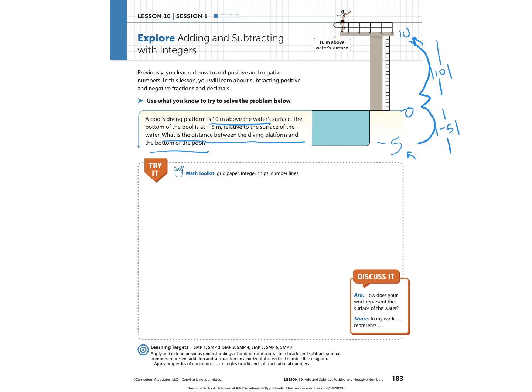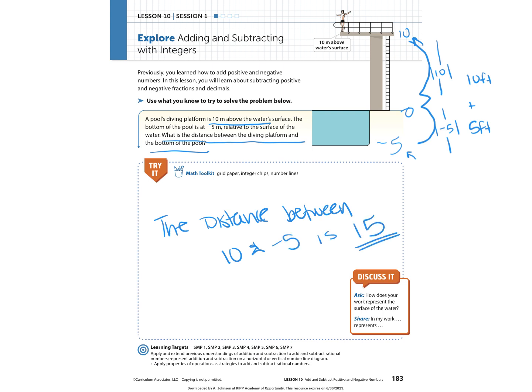Because absolute value is always going to be positive, because if you're walking, it doesn't matter if you're walking forwards or backwards, you're still moving. So we've moved 10 feet here, and we've moved 5 feet here. So in total, they're 15 feet apart. So the distance between 10 and negative 5 is 15.